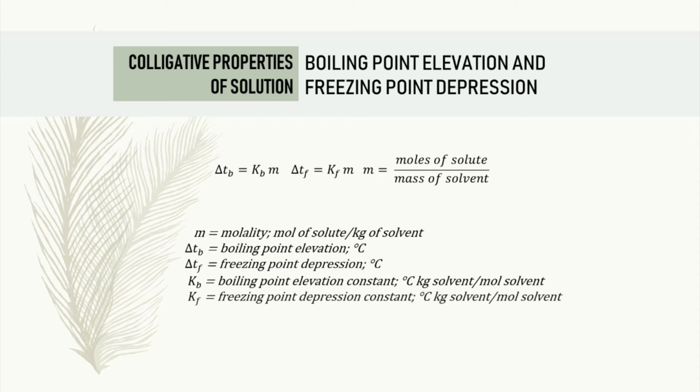Small letter m is for molality. Delta T subscript B is for boiling point elevation. Delta T subscript F is for freezing point depression. Capital K subscript B is for boiling point elevation constant. Capital K subscript F is for freezing point depression constant. Boiling point elevation is equal to capital K subscript B times molality. Freezing point depression is equal to capital K subscript F times molality.